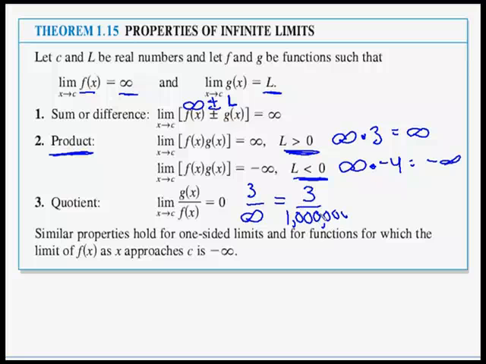is a small fraction, and we're going to make our denominator get bigger and bigger. 3 divided by 100 billion, or 100 trillion, something huge. As that denominator gets bigger and bigger, we're dividing it into a finite numerator. That's going to be a fraction that gets smaller and smaller, and it's going to approach 0. So a finite numerator divided by an infinitely large denominator is going to approach 0. Similar properties hold for one-sided limits and for functions for which the limit of f of x as x approaches c is negative infinity.